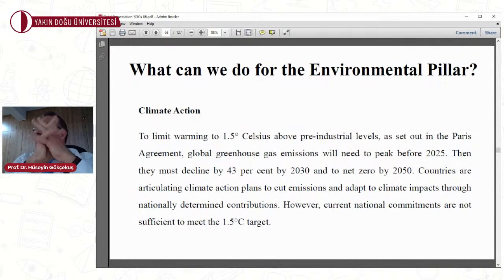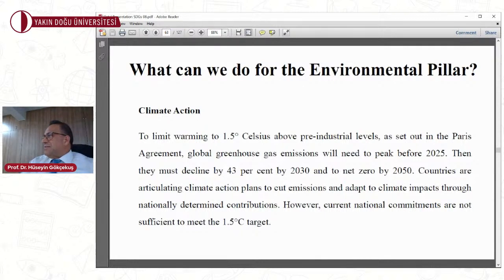Yes, after all this explanation, let's come to the solution related with solution questions. What can we do for the environmental pillar? Okay, this is our first topic, climate action. To limit warming to 1.5 degrees centigrade above pre-industrial levels, as set out in the Paris Agreement, global greenhouse gas emissions will need to peak before 2025. Then they must decline by 43% by 2030 and to net zero by 2050.